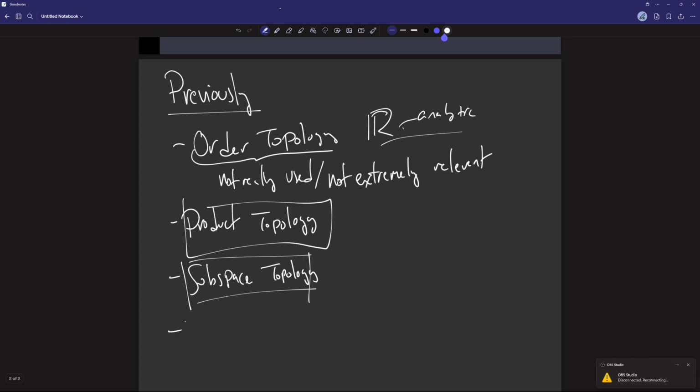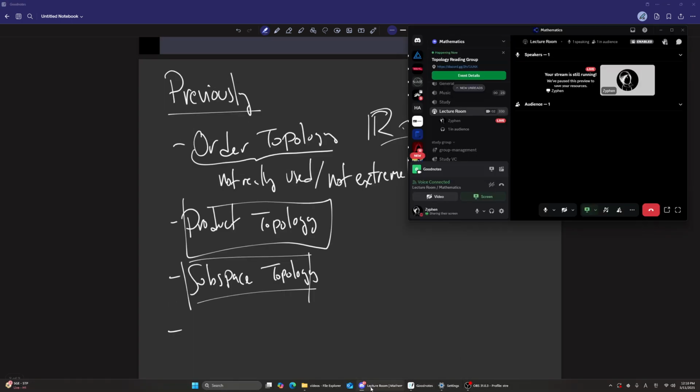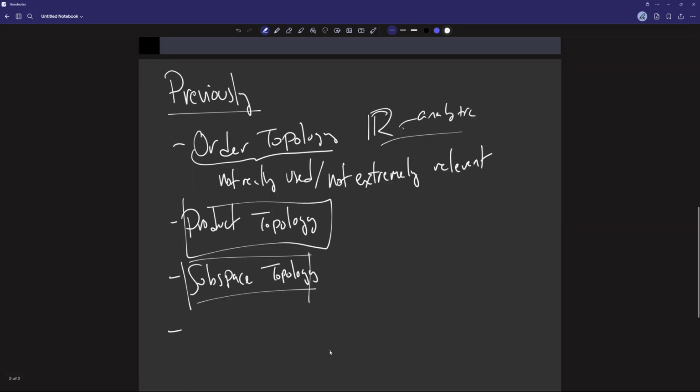And something that hasn't... disconnected. That's not good. Okay, cool, cool. I thought I literally lost everything for a second.